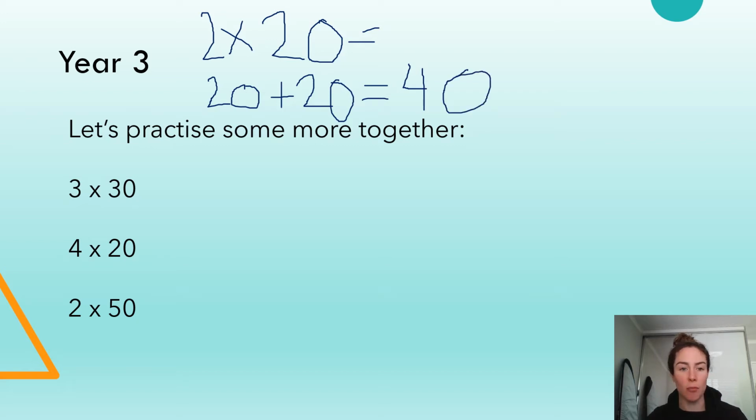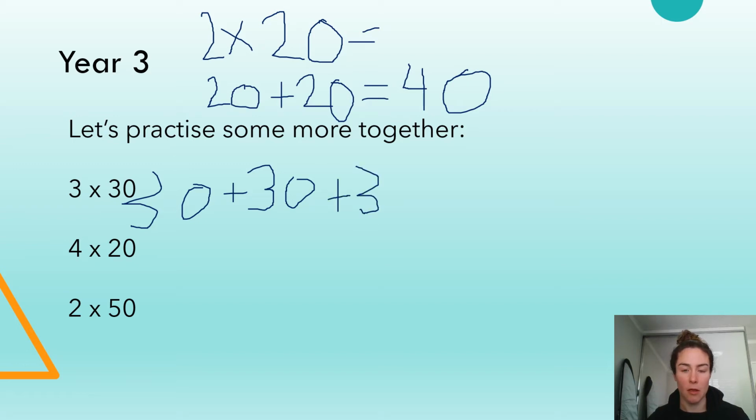The next one we're going to practice a couple here together now. We've got 3 times 30. So I want you to think about what you would write as repeated addition for 3 times 30. You can pause your video now and write down your answer. So the answer for that is 30 plus 30 plus 30. So 3 lots of 30, and then we can count by 30 to get to the answer. So we've got 30, 60, 90.